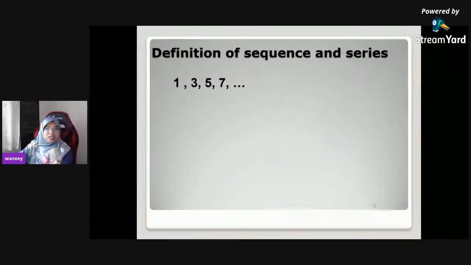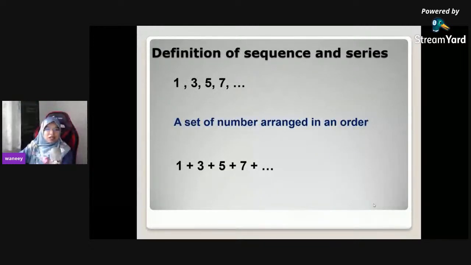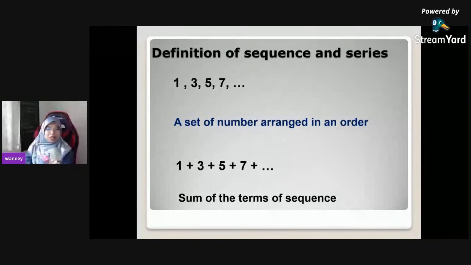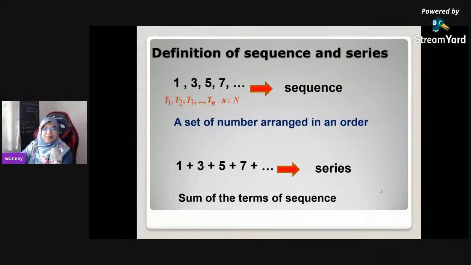Okay, so now definition of sequence and series. A set of numbers arranged in order. So we arrange them in order: 1, 3, 5, 7. If we have 1 plus 3 plus 5 plus 7 plus and so on, those are the sum of the terms of a sequence. So we're going to call them series. Sequence, series. Those are the differences between sequence and series. So sequence is arranged in order, series is the sum.